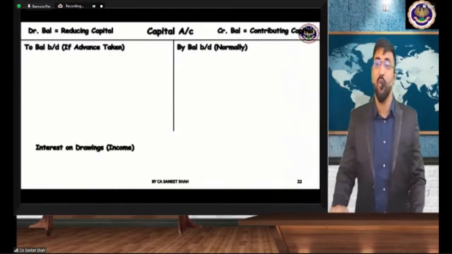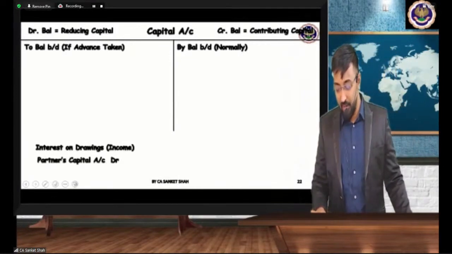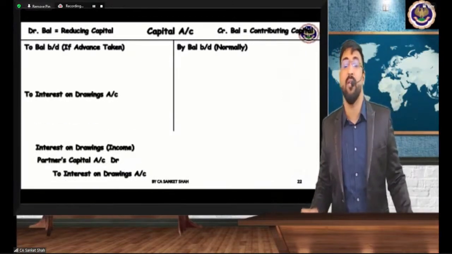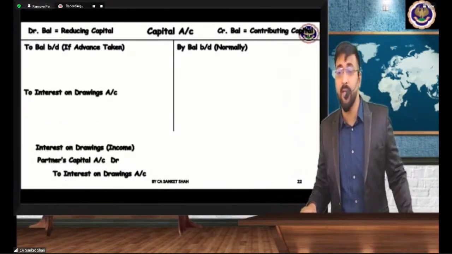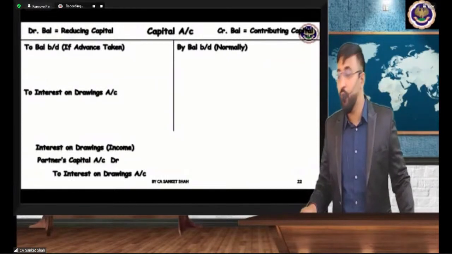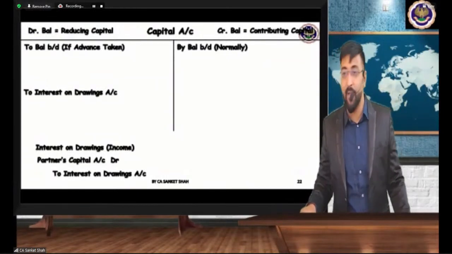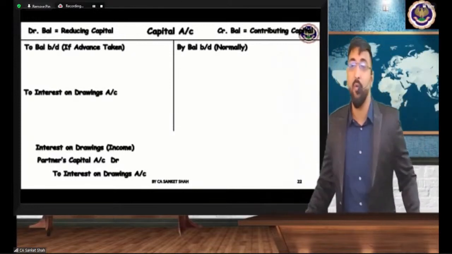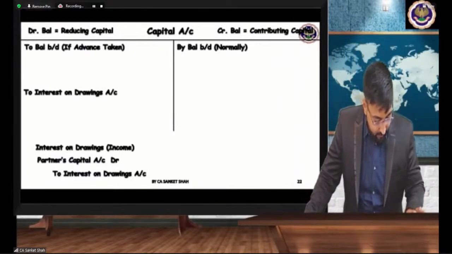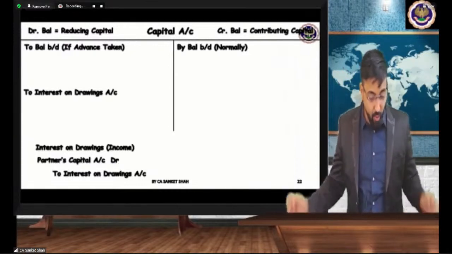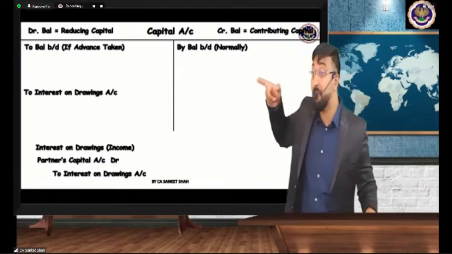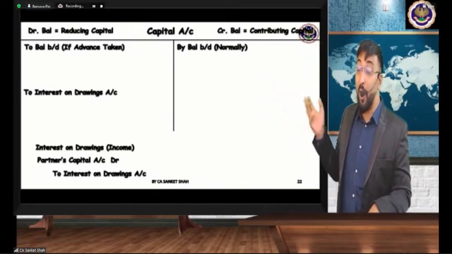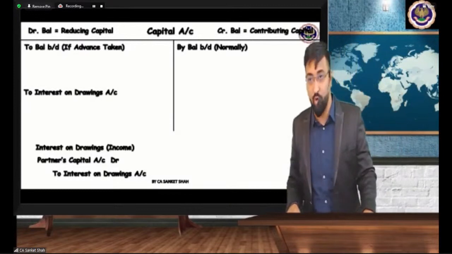Interest on drawings: partner's capital account debit to interest on drawing. Interest on drawing, we will transfer to the debit side of our capital account. So capital account debit to interest on drawing is the correct answer. Not only drawings, it is interest on drawings. Drawings is different and interest on drawing is different. Drawing is the amount which is withdrawn, and on that, if you are charging interest, it is interest on drawing.